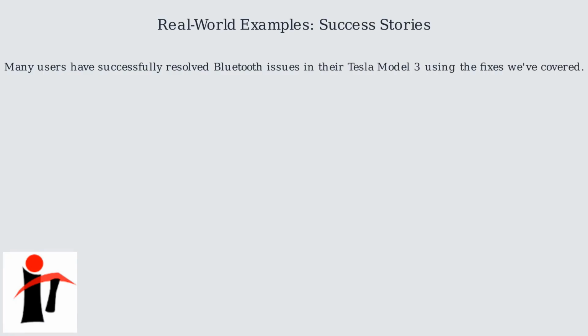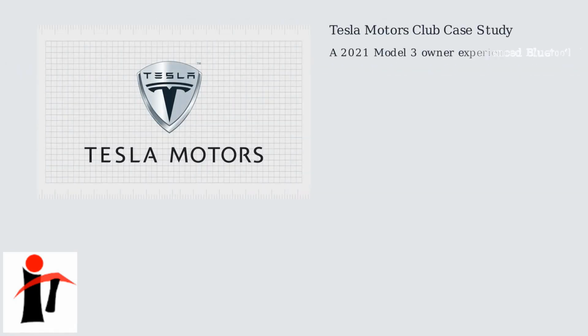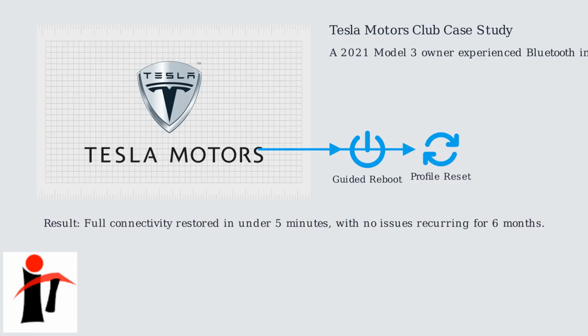Many Tesla Model 3 owners have successfully resolved Bluetooth connectivity issues using the troubleshooting methods we've discussed. Let's look at some real-world examples that demonstrate the effectiveness of these fixes. For instance, a Tesla Motors Club member with a 2021 Model 3 encountered Bluetooth initialization problems following a firmware glitch. They followed Tesla's guided reboot process through the vehicle's touchscreen, then performed a profile reset by forgetting and repairing their device.